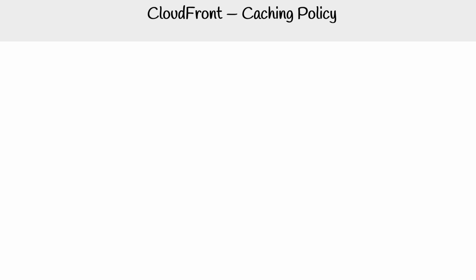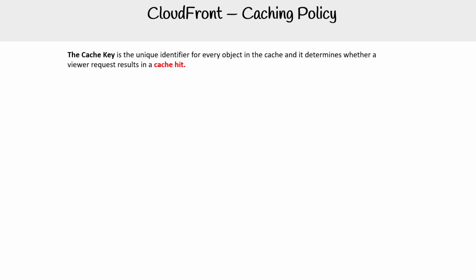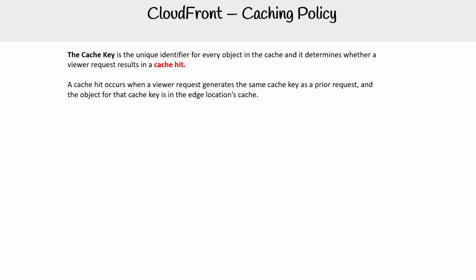Before we talk about caching policy, let's make sure we understand what the cache key is. So this is a unique identifier for every object in the cache, and it determines whether a viewer request results in a cache hit. So a cache hit occurs when the viewer request generates the same cache key as a prior request, and the object for the cache key is in the edge location's cache.